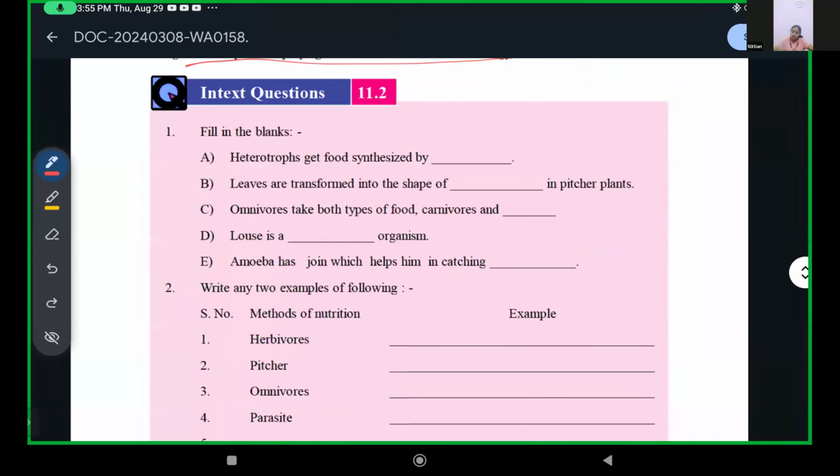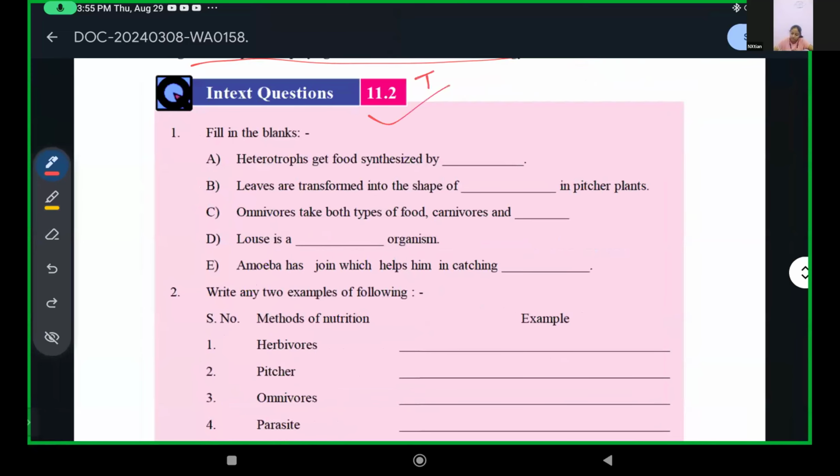So 11.2 you can try out. Okay, Abraham and Simeon, please turn on your cameras.